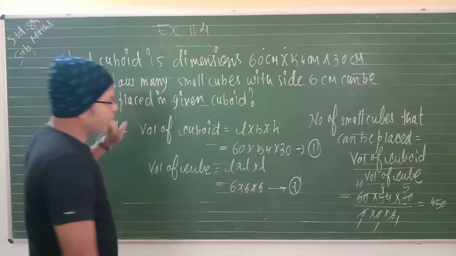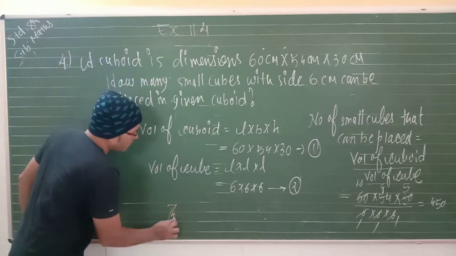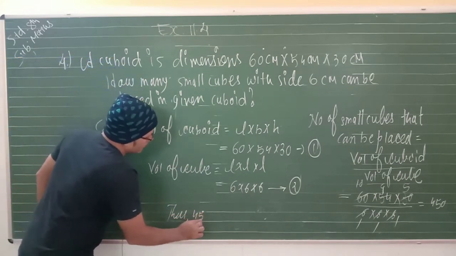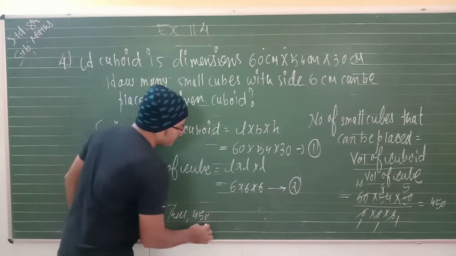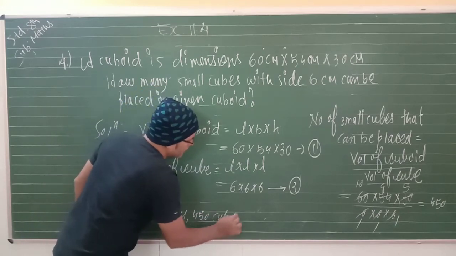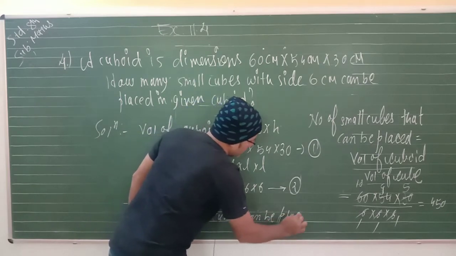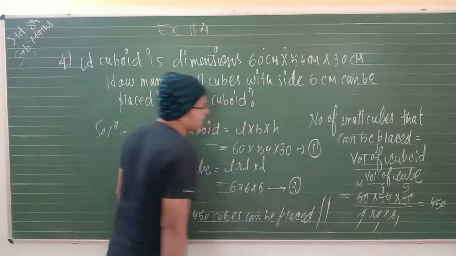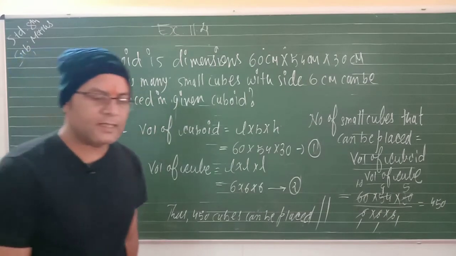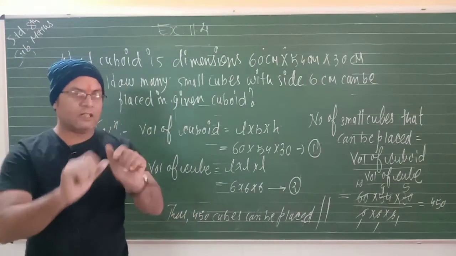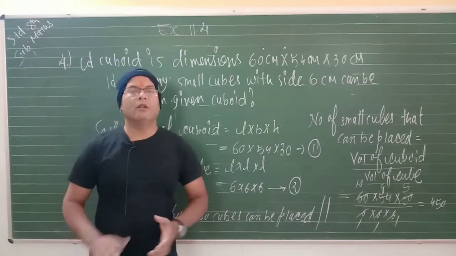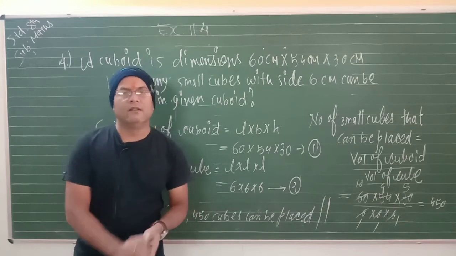So you can write 450 cubes can be placed. That's it. So here you can see that we have divided the bigger volume by the smaller volume to get the answer. Take a look.